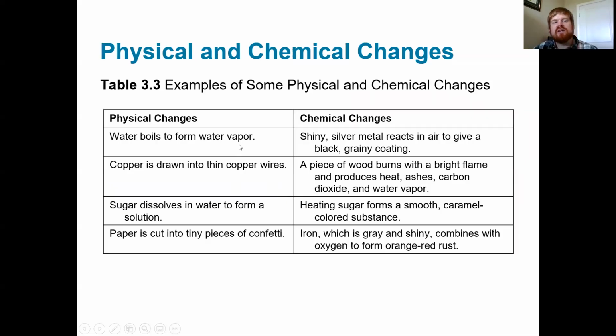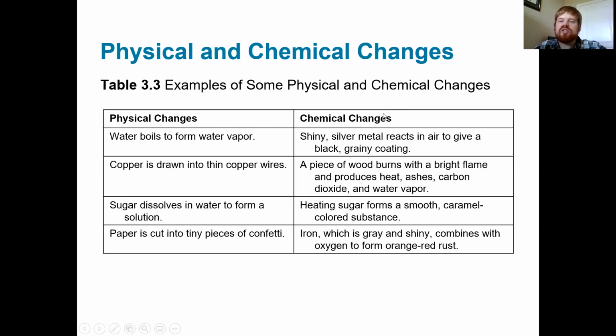Okay, so let's go through this list of examples, and then we'll have a little quiz with the sample exercise next. So physical changes include changes of state, such as water boiling to form water vapor. You can draw copper into thin copper wires. That's another example. You're just changing the shape of the copper. Sugar will dissolve in water to form a solution. You can recover that sugar just by evaporating the water. And you can cut paper into tiny pieces as well. Okay, so those are all examples of physical changes. We haven't changed the identity of the substance.